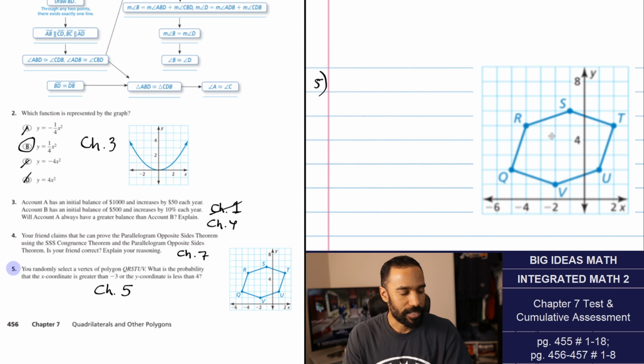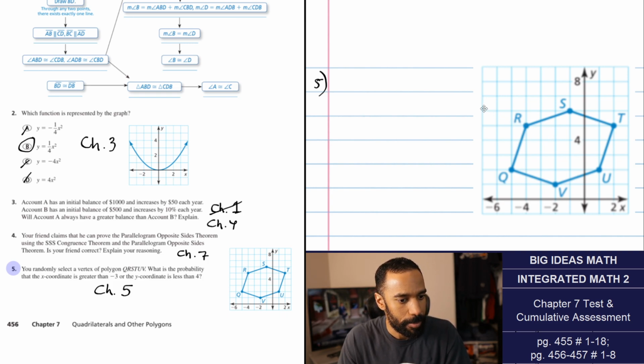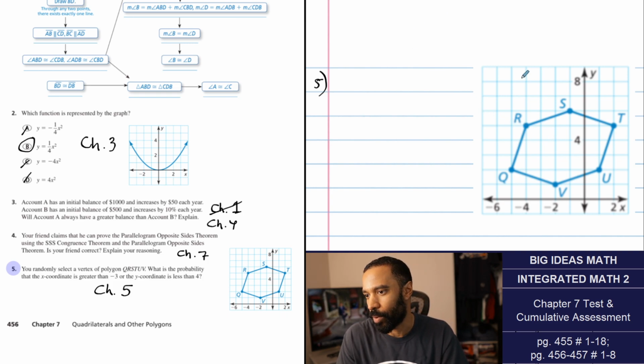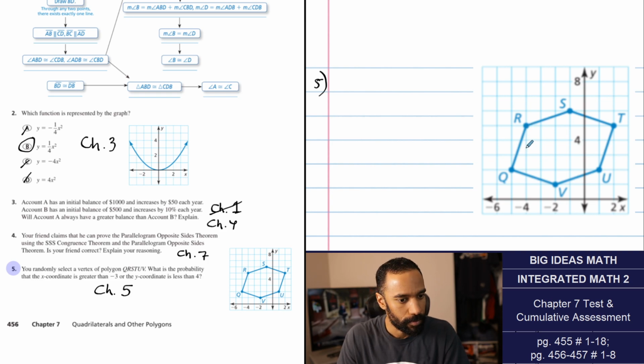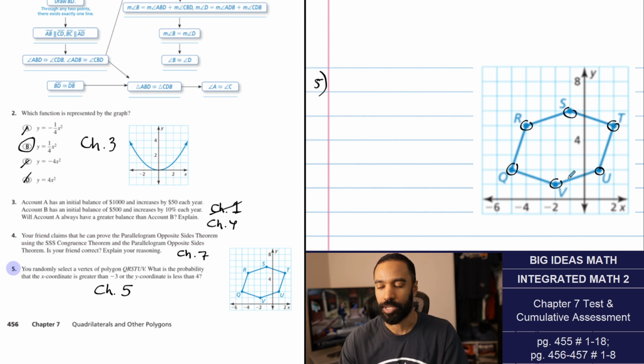You randomly select a vertex of this polygon. What's the probability the x-coordinate is greater than -3? Oh, a vertex. So a vertex is randomly selected. Okay, this should be fine. I thought they meant an area thing. So here are the 6 vertices. Now, let's label what they are before we keep moving forward.